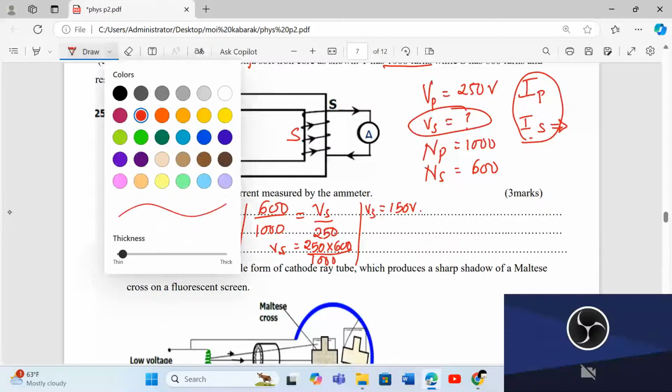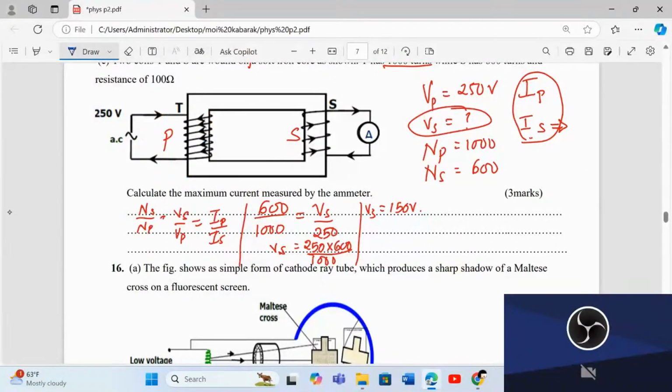Then from here, you can say that from V is equal to IR, 150 is the voltage at the secondary, and our R becomes 100. So I is equal to 150 divided by 100, and this will lead us to 5 amperes, like that.